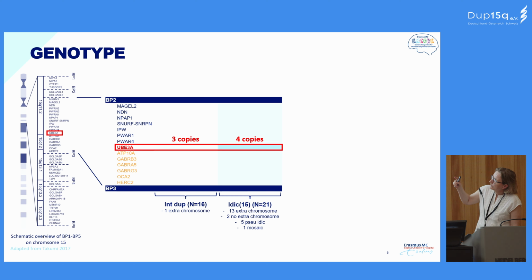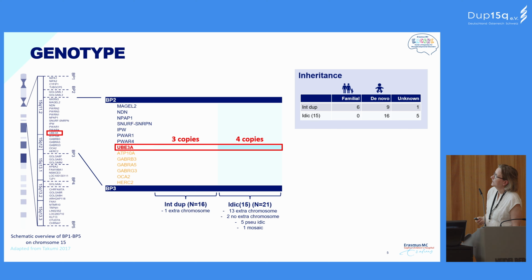And most of them, or actually all patients, had the duplication between at least BP2 and BP3. So we didn't have duplication children with only BP3, or BP2, BP4 or 5. That's an interesting thing, because we always think that UBA3A is actually the main gene that is causing the phenotype. So that's interesting for later research, I think.